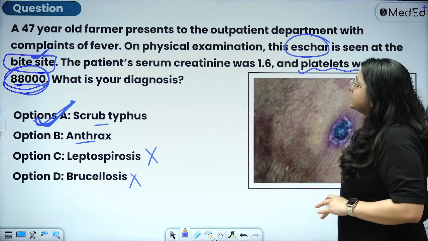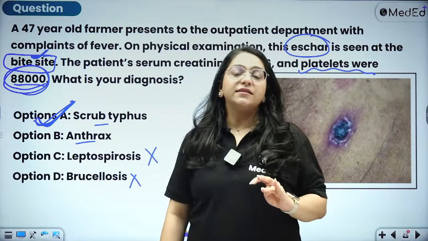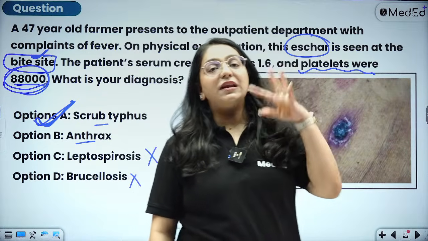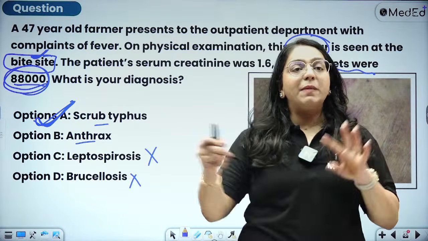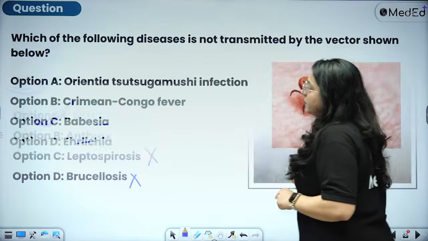But what happens in scrub typhus? You have the bite of the chigger, the baby or the larva of the mite. So chigger bite is what is scrub typhus. So all of these are your pointers for scrub typhus.